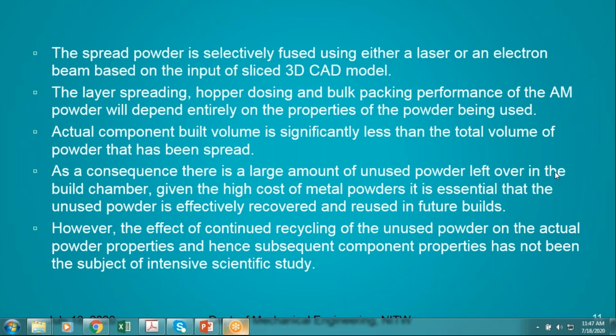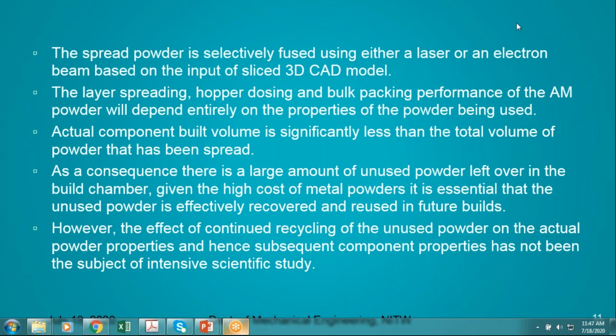The bulk packing factor is the bulk density of the powder with respect to the true density of the powder particles. And whatever component we are going to fabricate, the built volume is significantly less than the total volume of the powder that has been spread over the build chamber. Actually the volume of the component is normally less than the volume of powder spread on the bed. As a consequence, a large amount of unused powder is left over on the bed after the fabrication of the component in the build chamber.